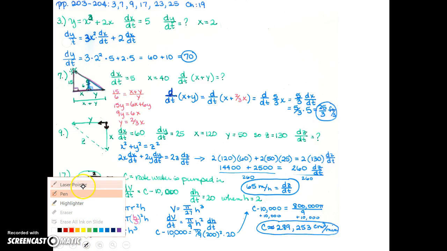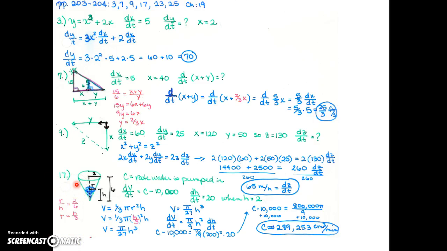All right, let's look at the homework from our related rates. For number 3, it says if y is equal to x cubed plus 2x and dx/dt is equal to 5, find dy/dt at the instant when x is equal to 2. All right, so let's go through step number 1.